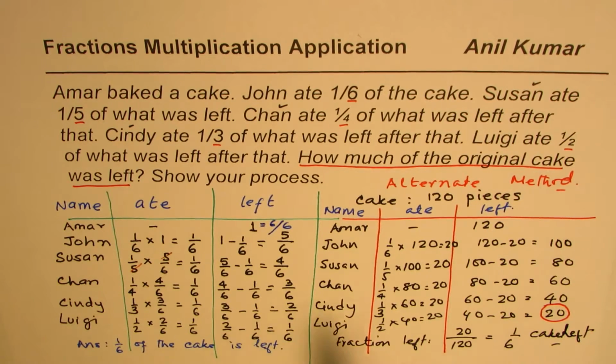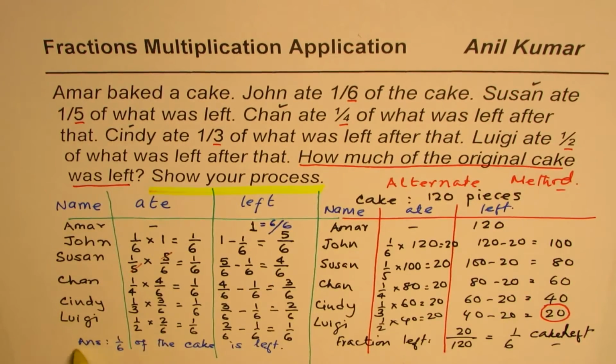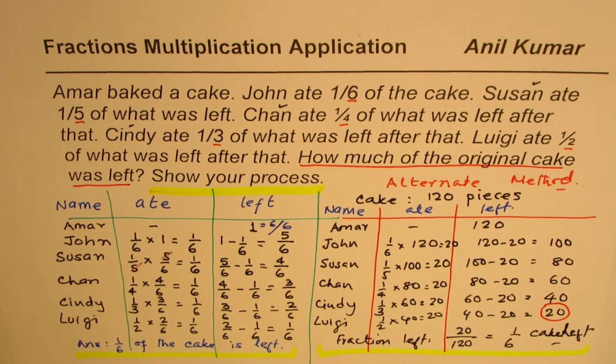So at times, if you find this kind of calculation difficult, you could use numbers as I've shown here and get to the result. So since the question is show your process, right? Show your process. Now there is no right or wrong method here. Either one of these processes is good enough, right? But it's important for you to understand that there are many ways of solving a question. And I hope this video helps you to understand that concept.